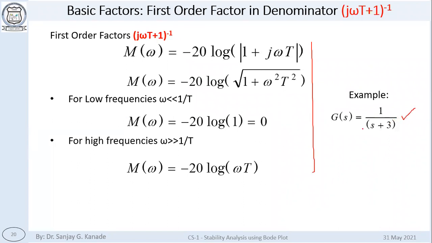1 upon s plus 3. So again, we will have to convert this factor anyway. And what will happen because of that? If we convert this, what do we have to do? Divide by 3. So 1 plus, what will we get here in the denominator? 1 plus 1 by 3 s. We have this.